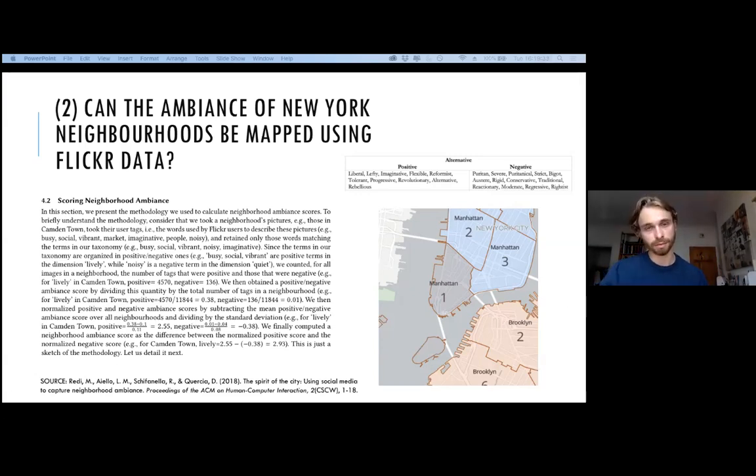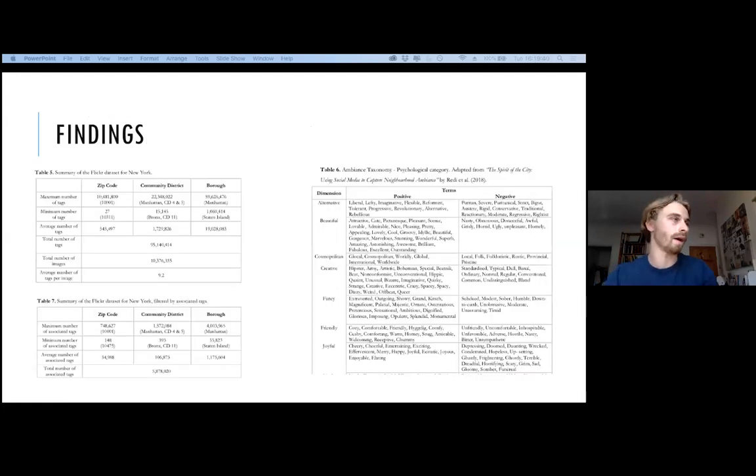Great, so this was our methodology, and these were some of the findings. This is just taken from my undergraduate dissertation, and I'm going to use a laser pointer here to highlight some of the notable points. We started off with around 10 million Flickr images. We had some 95 million associated tags, and this is just for New York. This is from the overall US dataset. We're just looking at New York here.